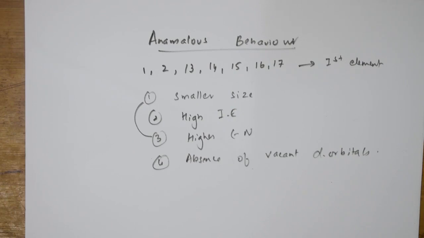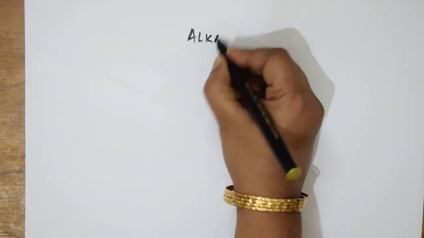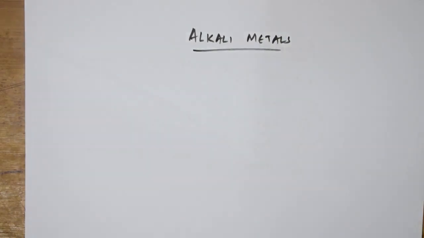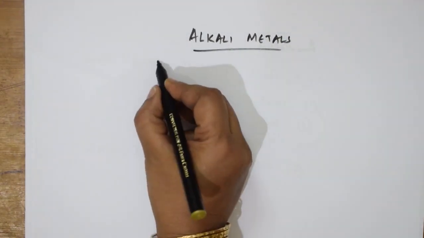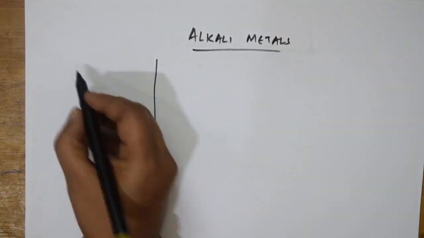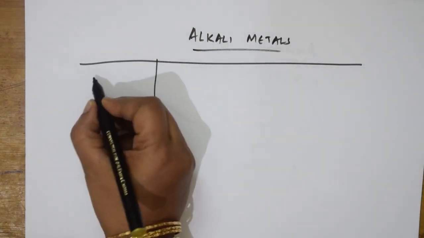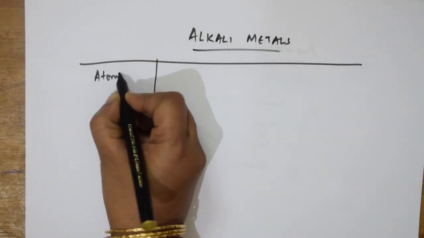Now let us see the important properties of alkali metals which you should remember during the exams, because the S block includes alkali metals and alkaline earth metals. So let us see what is important. When I speak about alkali metals, what are the important physical properties? Let us make a column like this and remember all at a stretch. The first property is atomic and ionic radii.